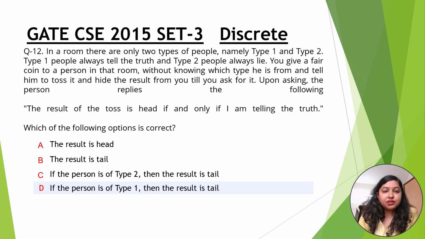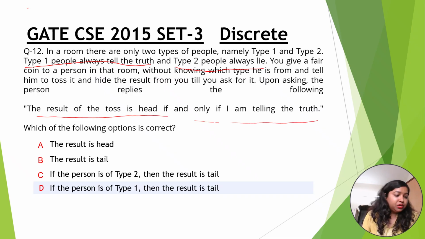Okay, next question: एक रूम है जिसमें टाइप 1 और टाइप 2 दो तरह के पीपल हैं. तो हम एक बात कह सकते हैं कि टाइप 1 पीपल ऑलवेज टेल ट्रूथ, this is given. एक बात ये कह सकते हैं टाइप 2 पीपल ऑलवेज लाई. ओके, तो आपने फिर ये बोला है कि द रिजल्ट ऑफ द टॉस इज हेड इफ एंड ओनली इफ आई एम टेलिंग द ट्रूथ. ओके, तो इसको हम लिख लेते हैं H and this is T. So H if and only if T is there.